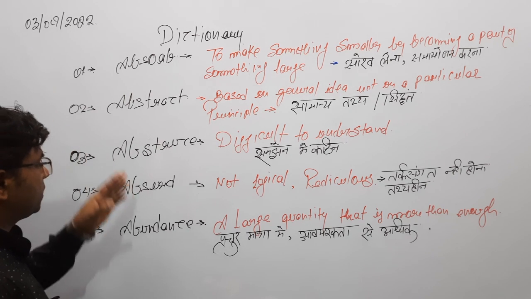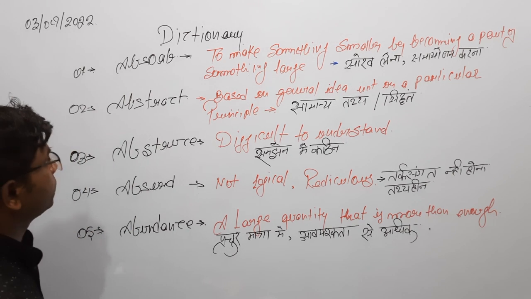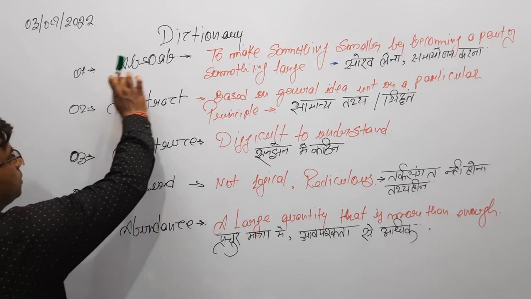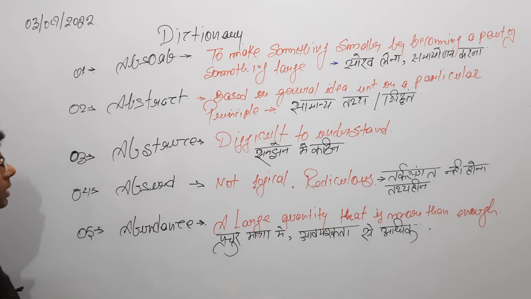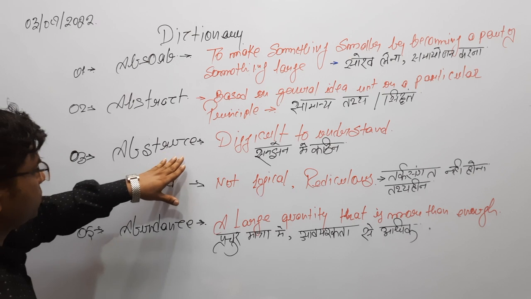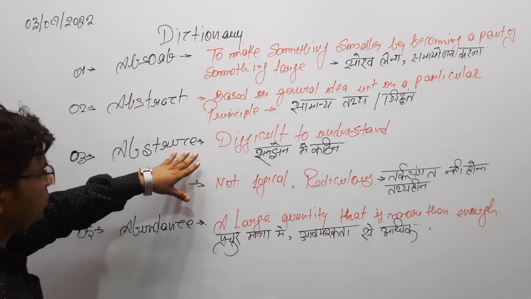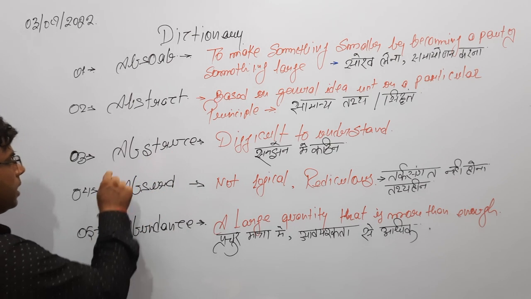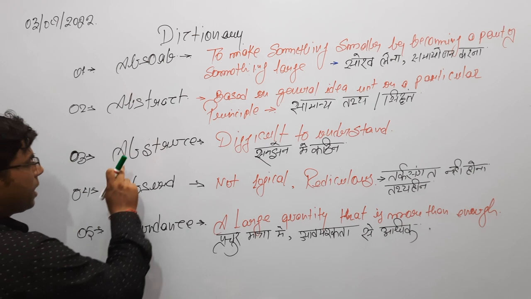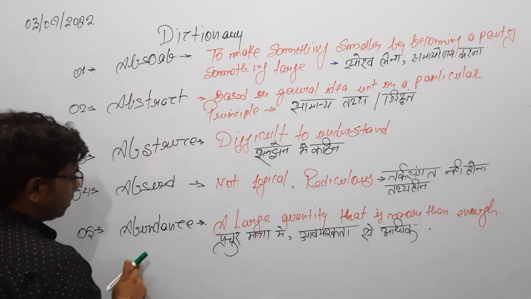So the five words I have selected for you today are absorb, abstract, abstruse, absurd, abundance.